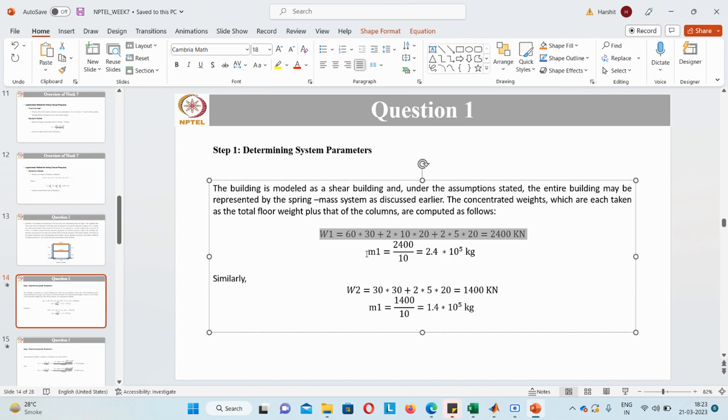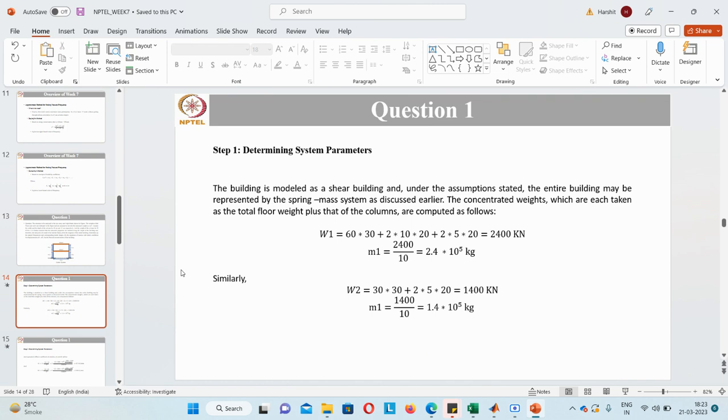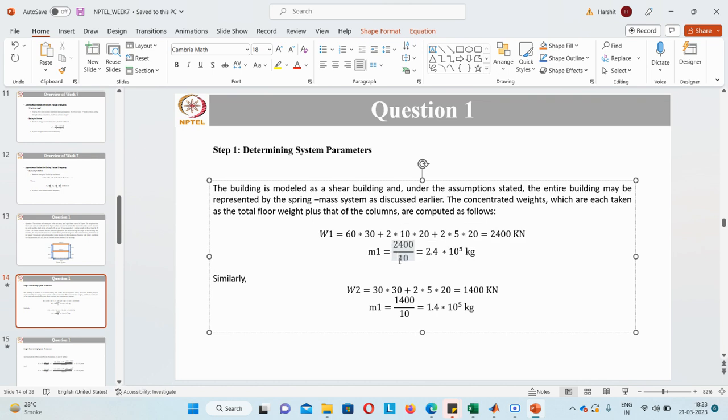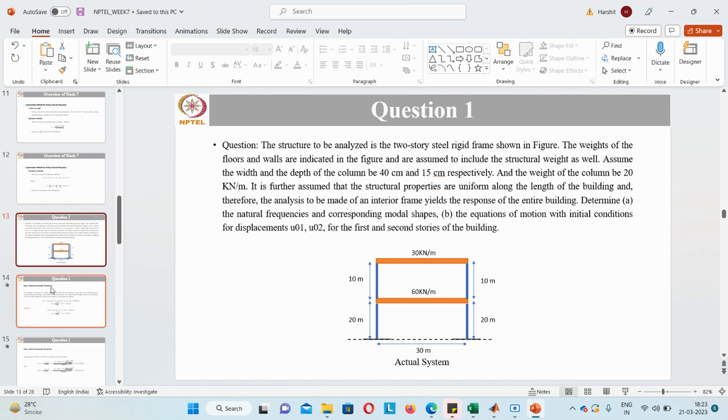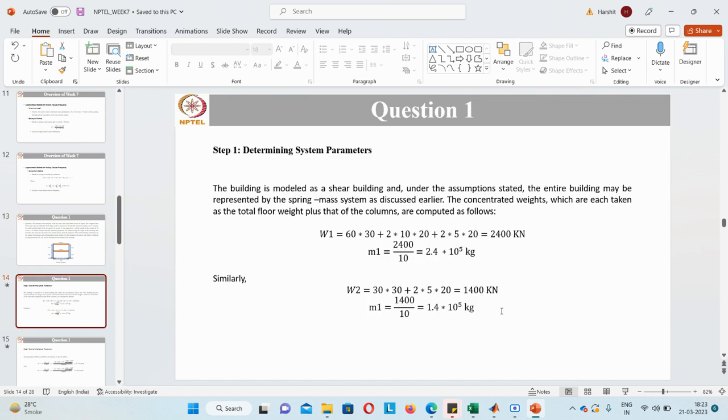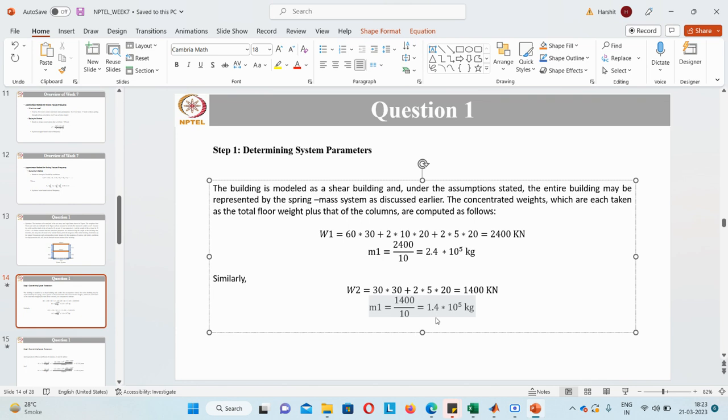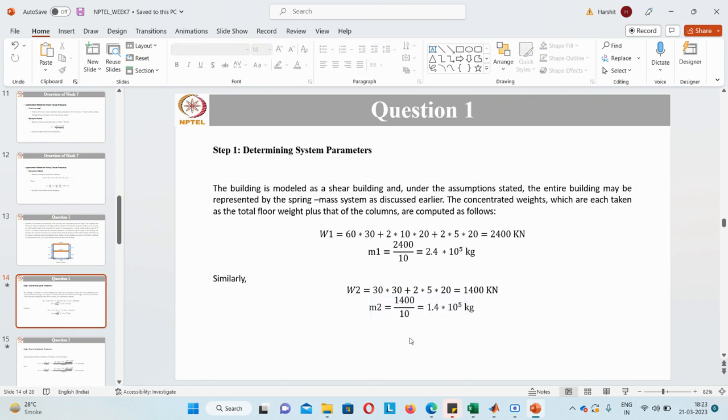2400 kN. And since we need mass, mass is nothing but weight divided by acceleration due to gravity. Assuming acceleration due to gravity to be 10 meter per second square to make the calculation simpler, we get M1 equal to 2.4 into 10 to the power 5 kg. Similarly, the weight of the second floor would be the weight of the floor plus half of the weight of the columns below. So it will be 30 into 30 plus 2 into 5 into 20, and it comes out to be 1400 kN. And M2 thus will become 1400 upon 10, where 10 is the acceleration due to gravity, so it will be 1.4 into 10 to the power 5 kg. So this is how we obtain the mass matrix.